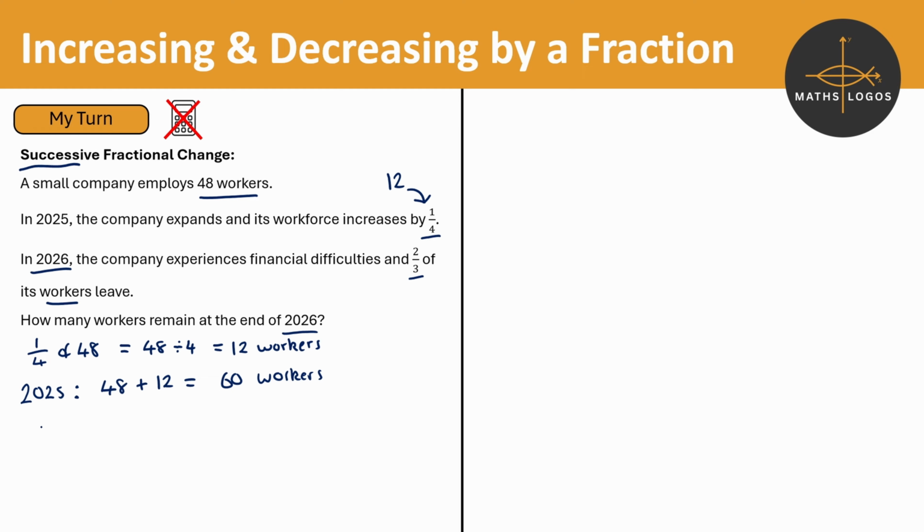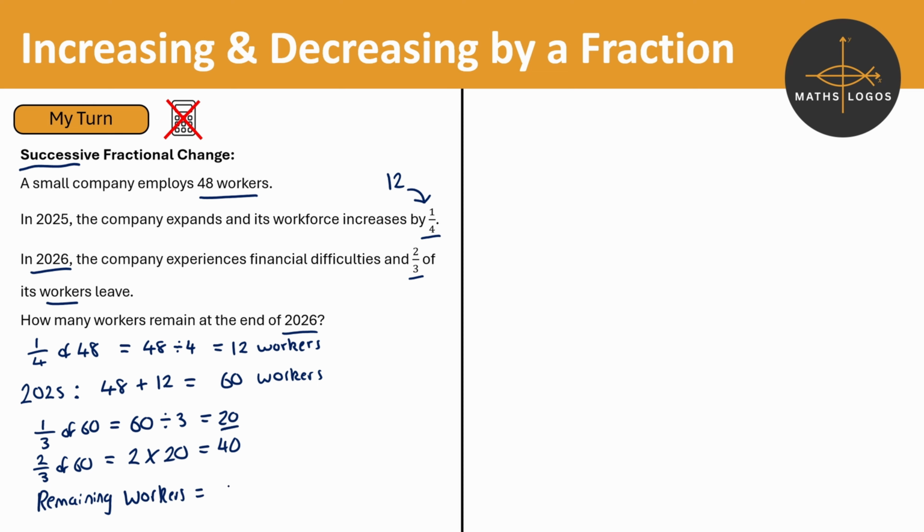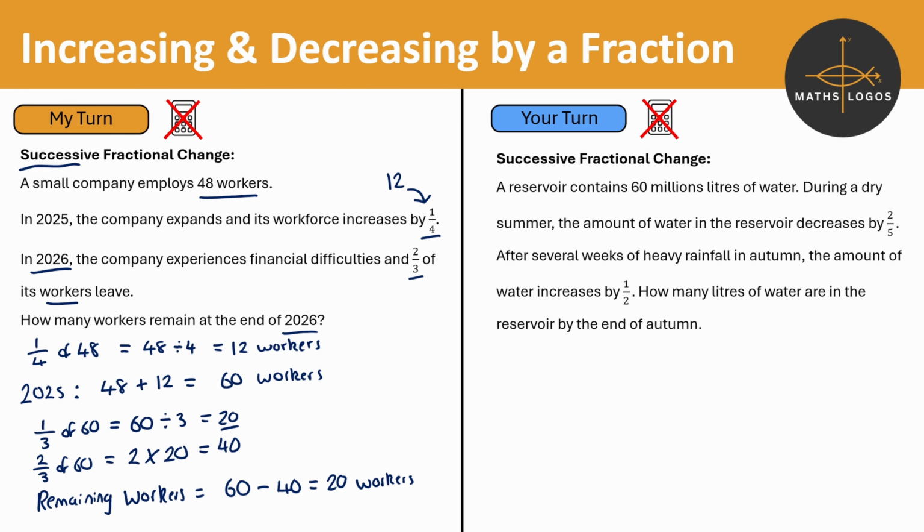Let's work out 2/3 of 60. So 1/3 of 60 is 60 divided by 3, which is 20. So 2/3 of 60 is going to be 2 lots of 1/3, or 2 lots of 20, which is 40. And these 40 workers leave. So the remaining workers, that's equal to the 60 workers that were there, subtract the 40 workers that left, that leaves 20 workers. Pause the video and give this question a go, and then we'll have a look at the answer.